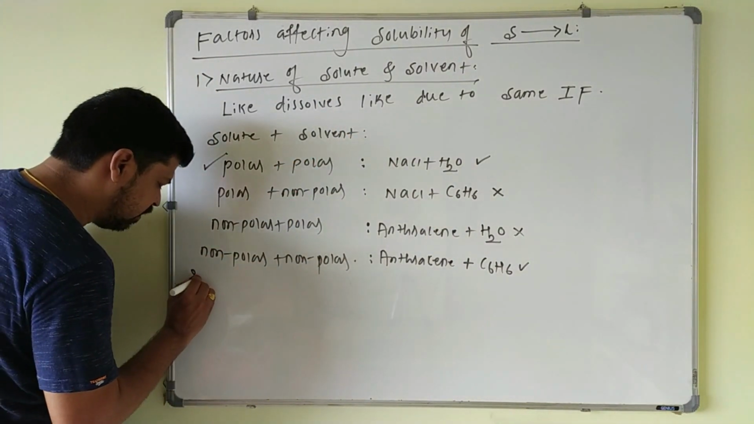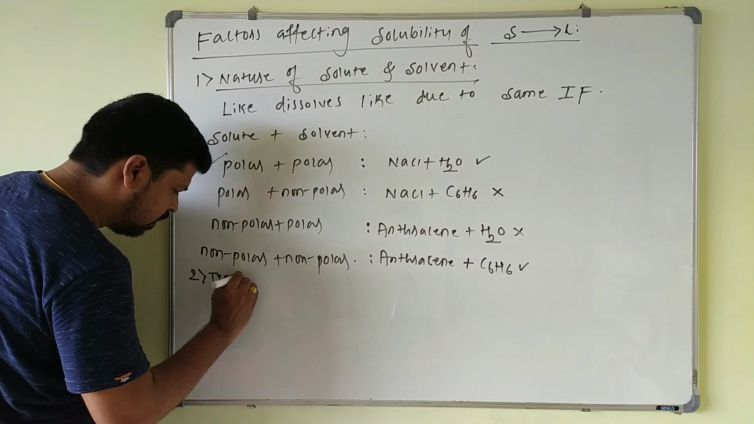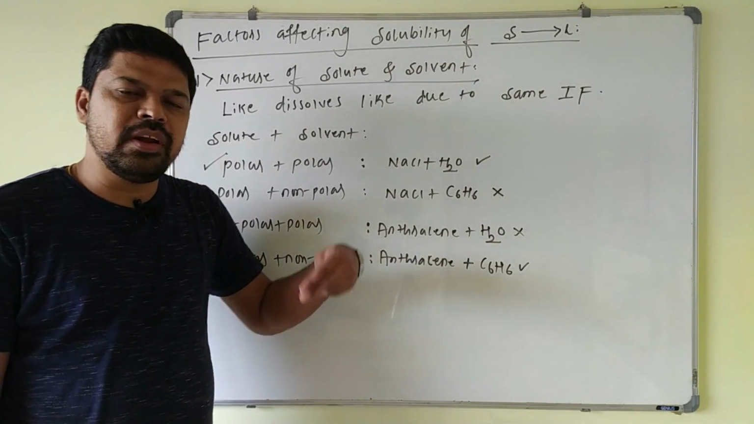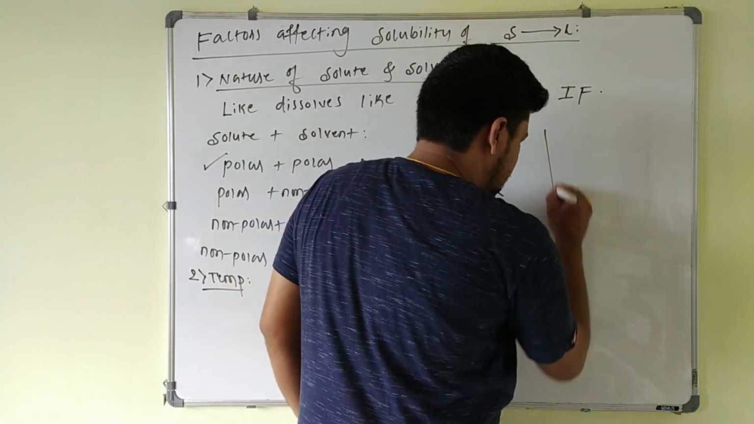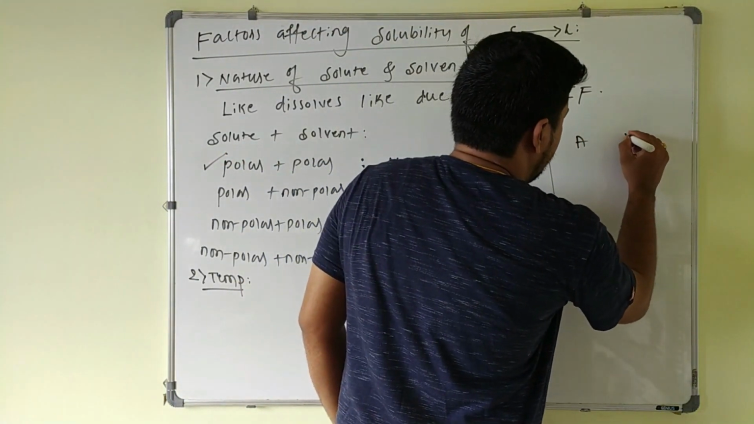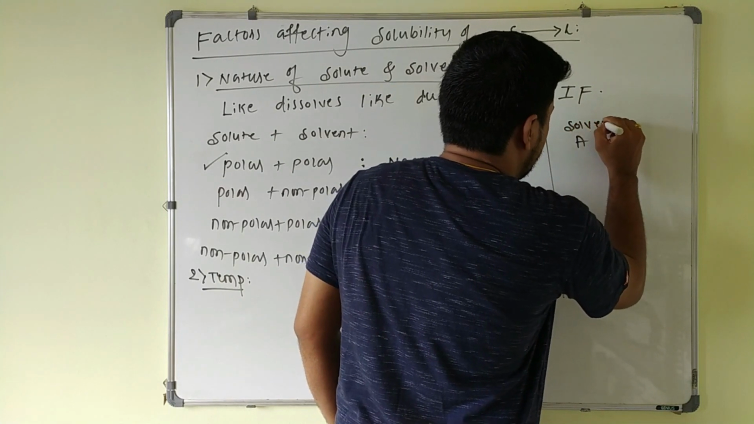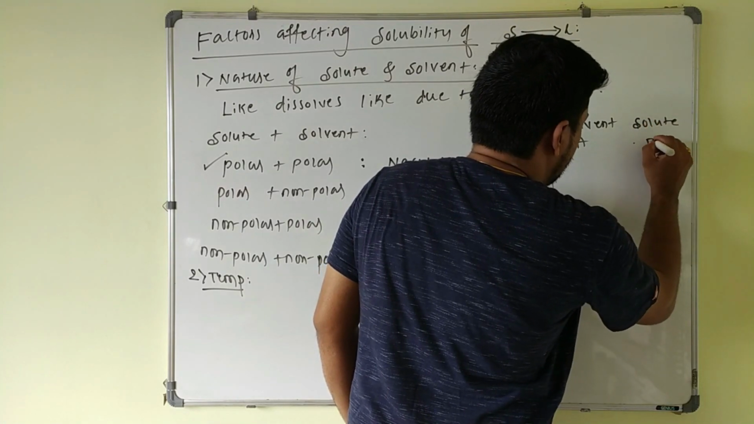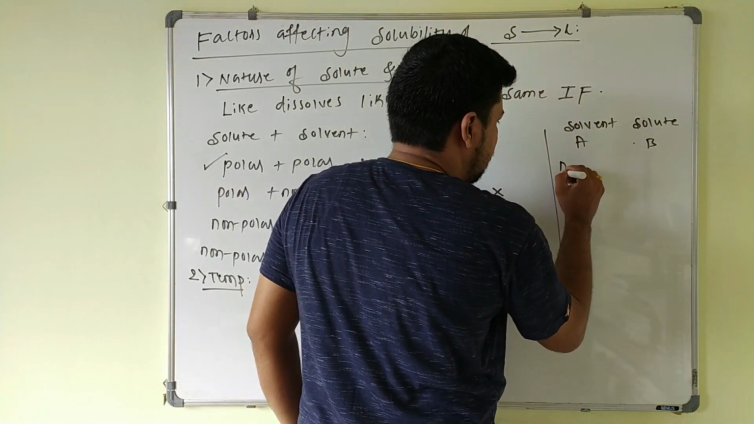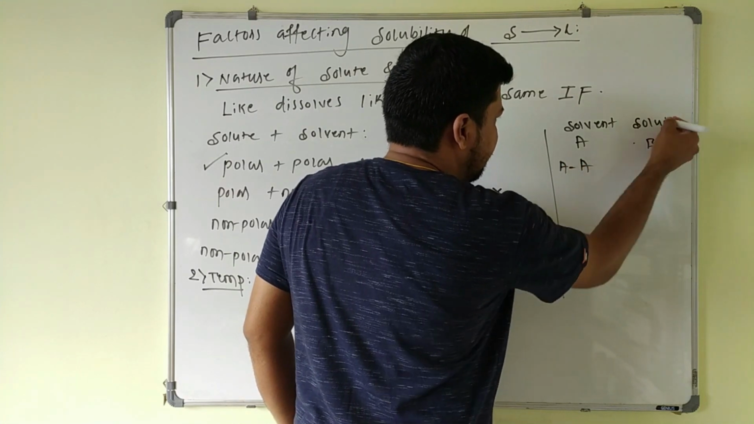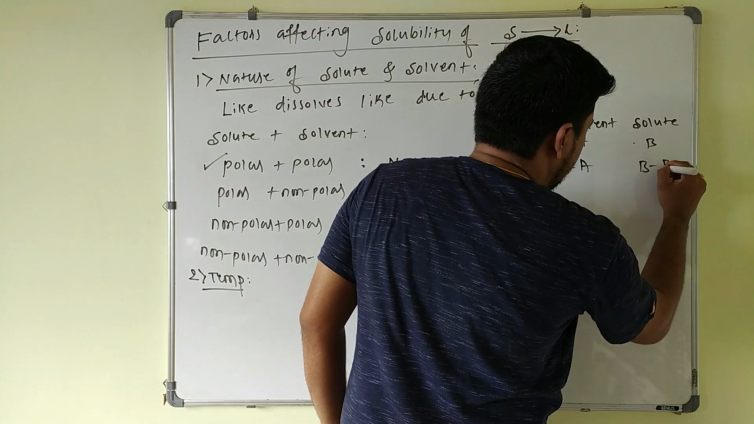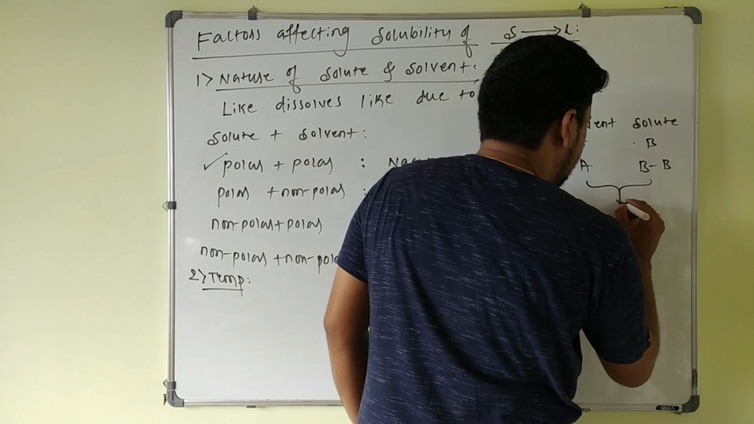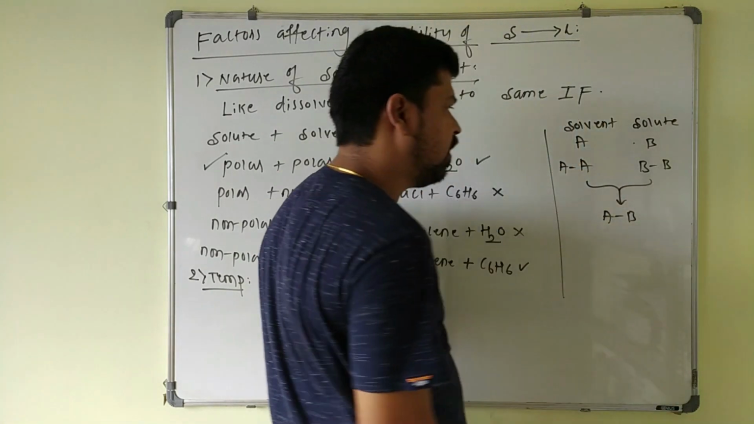Next point is the temperature, the effect of temperature. Always keep in mind, to form a solution we are adding what? One is solute and another is solvent. Suppose to form a solution, I add A and B. A I will take as the solvent, and B I will take as a solute. In case of solvent A, AA type of interactions are present. In case of solute B, BB type of interaction is present. Whenever the solute and solvent are mixed together, a new type of interaction arises, that is AB type of interaction.